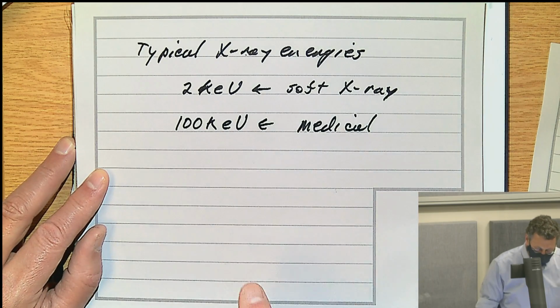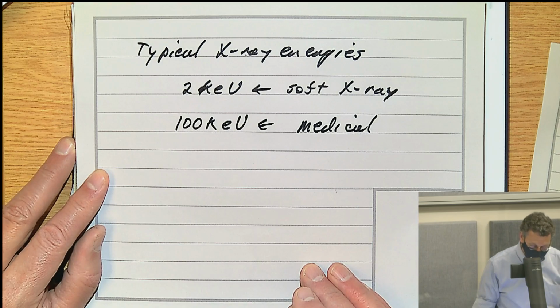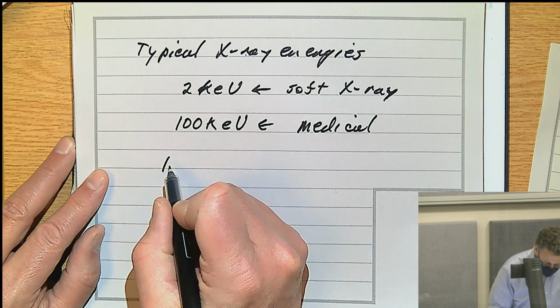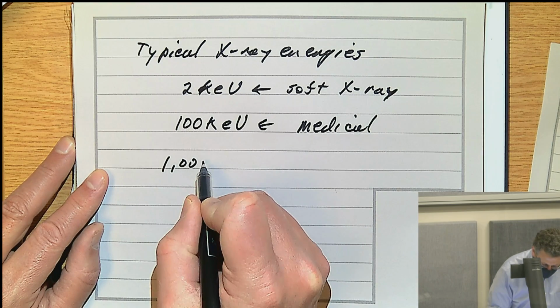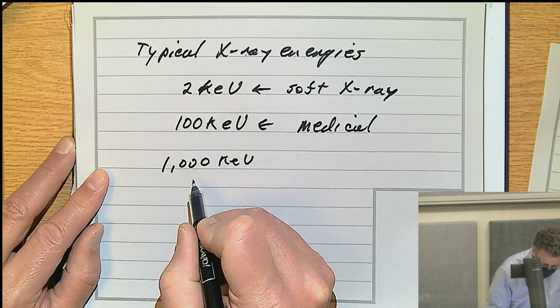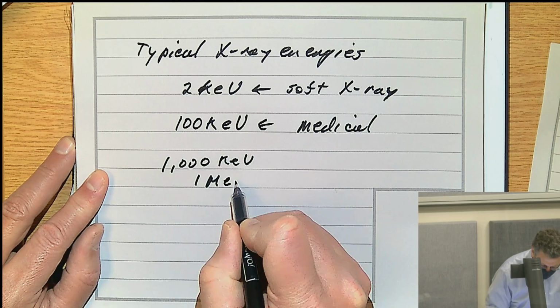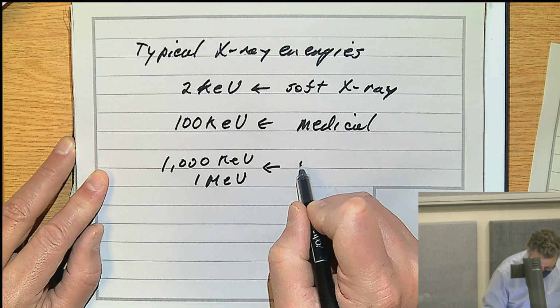They might be used lower, like I think keVs have been dropping over time. And then like 1000 keV, or that would be 1 MeV. This would be like industrial.